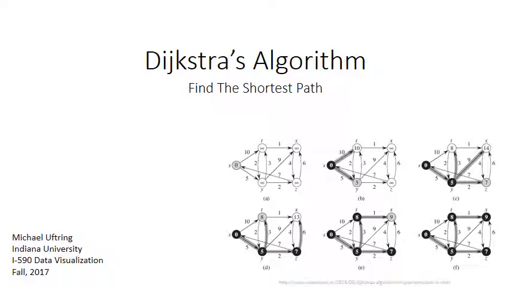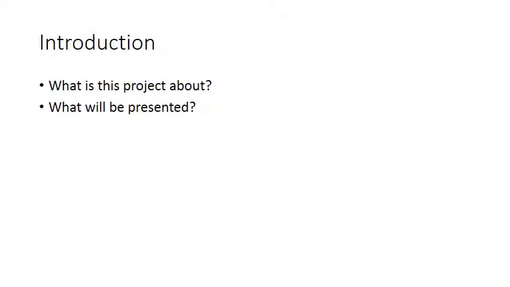Dijkstra's algorithm is not new. It was conceived by computer scientist Edgar Dijkstra in 1956 while working at the Mathematical Center in Amsterdam. It was originally constructed to demonstrate the capabilities of a new computer. The aim here is to visually present networks and shortest paths through them.